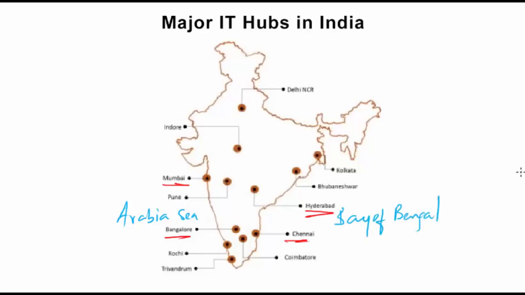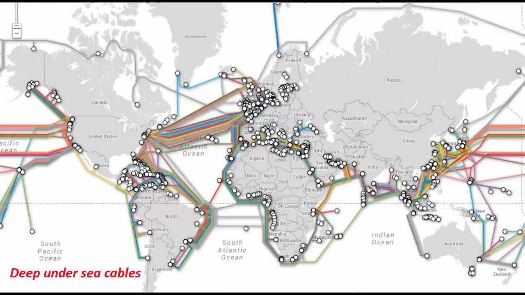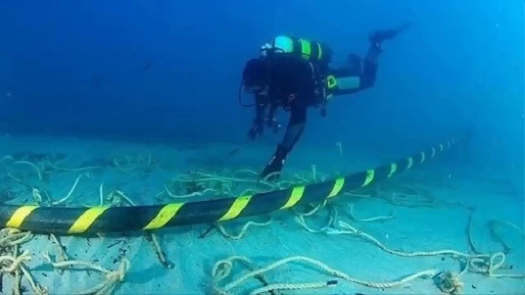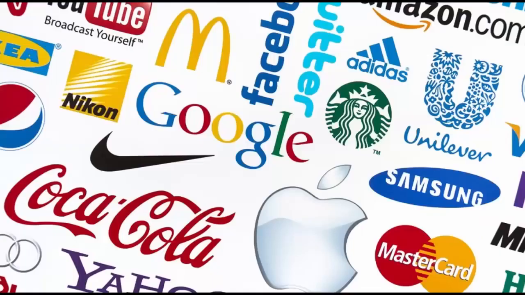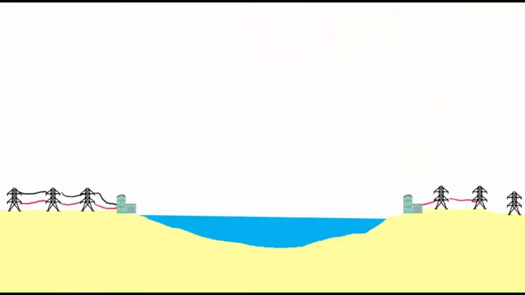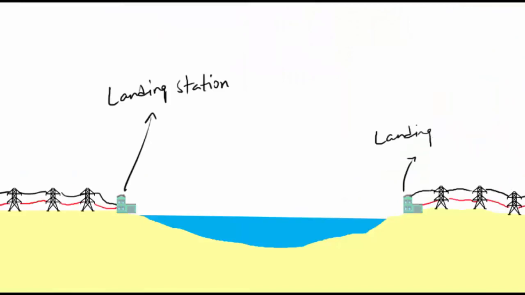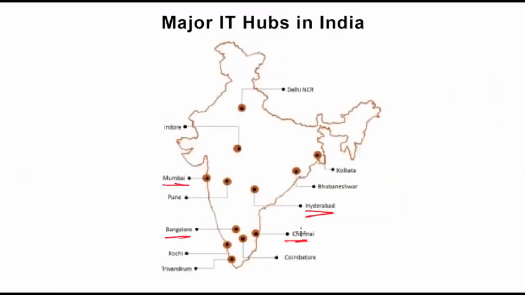And if you are aware of sea cables, these are long, wide cables in the oceans connecting businesses across the world. These cables in India are owned by Reliance and Tata Communications. And through these cables, all the data from the MNCs are sent to their respective foreign headquarters. And the landing stations of these cables are located at places closer to the water body. And now you know why Mumbai, Bangalore, Hyderabad and Chennai have emerged as tech capitals in India.